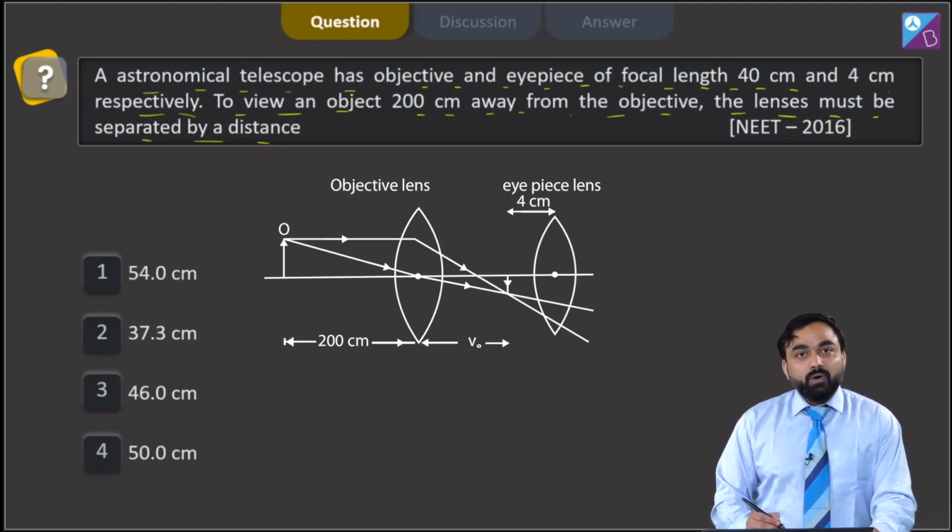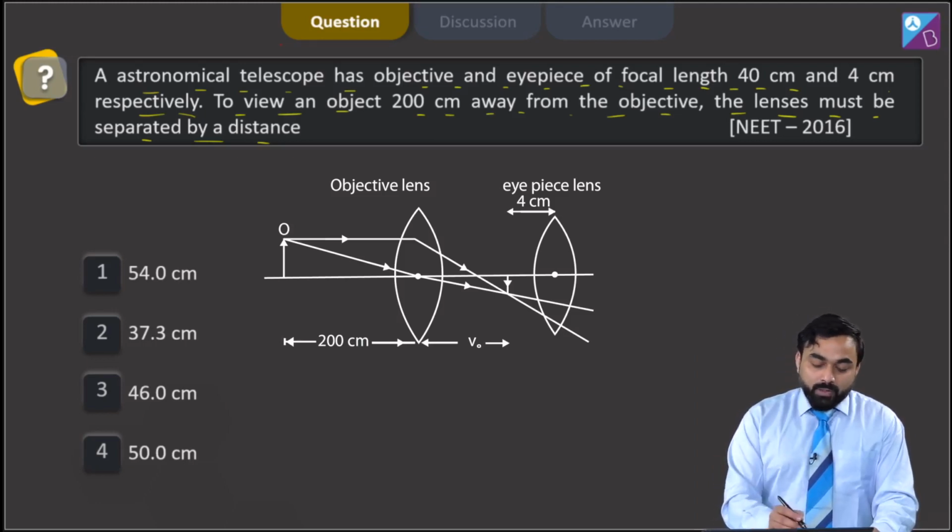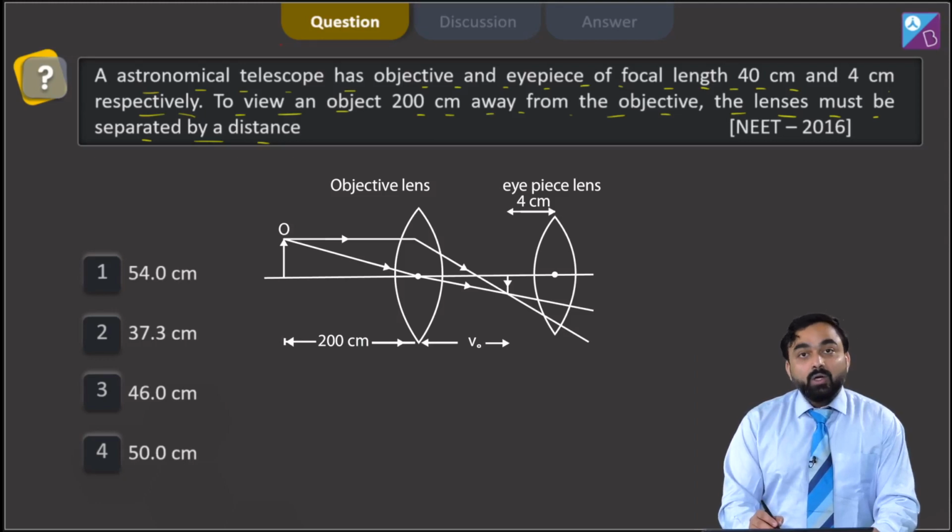Now we know that for an astronomical telescope, the image formed of the object by the objective lens is at the focus of the eyepiece lens under normal adjustment. We are aware of this particular concept regarding astronomical telescope.